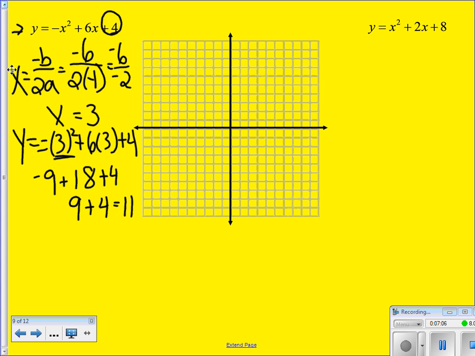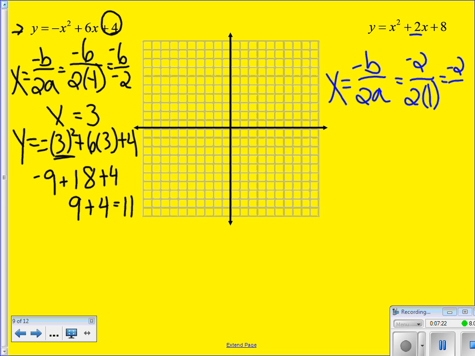So for number 2, first thing we want to do is calculate our axis of symmetry. So we're going to use that x equals opposite of b over 2a. Then our opposite of b is negative 2 over 2 times our a, which is 1. So then we get negative 2 over positive 2. So x is equal to negative 1.